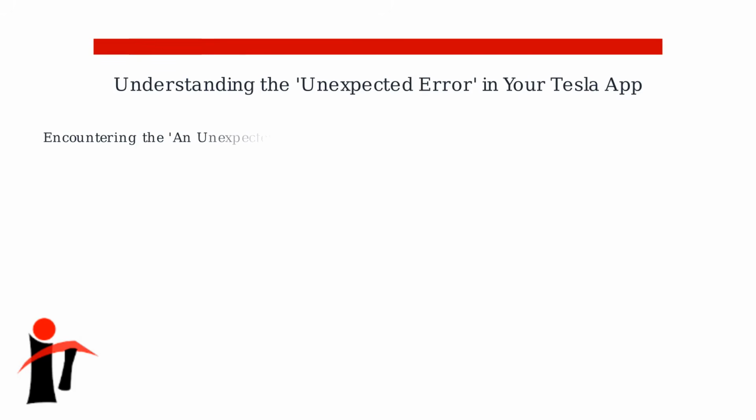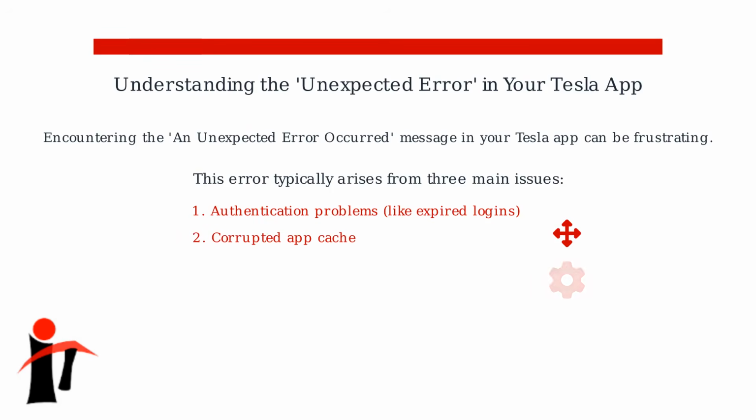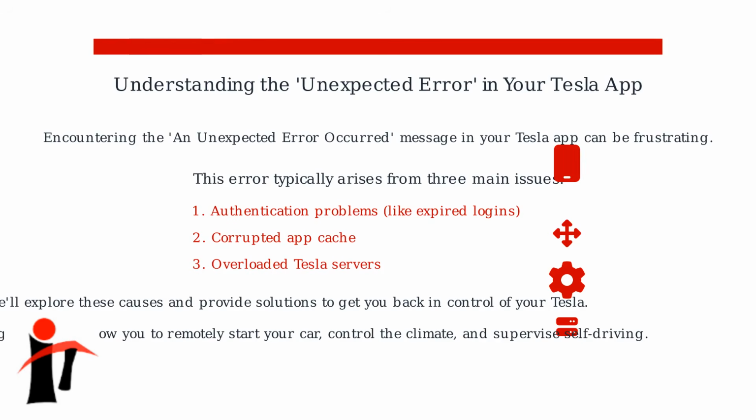Section 1. Understanding the unexpected error in your Tesla app. Encountering the "an unexpected error occurred" message in your Tesla app can be frustrating. This error typically arises from three main issues: authentication problems like expired logins, corrupted app cache, or overloaded Tesla servers. We'll explore these causes and provide solutions to get you back in control of your Tesla. Addressing these will allow you to remotely start your car, control the climate, and supervise self-driving.